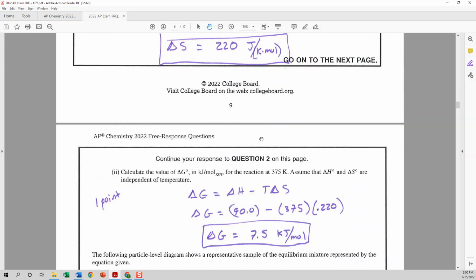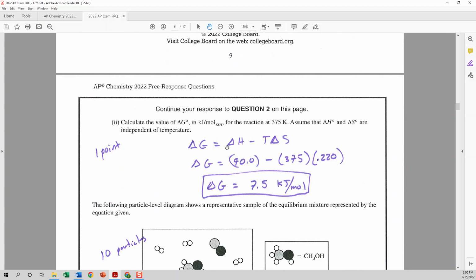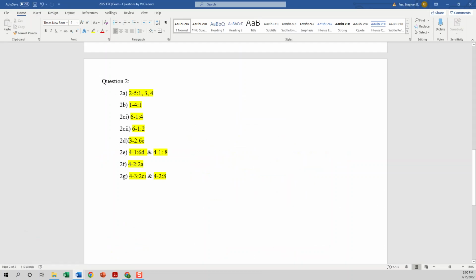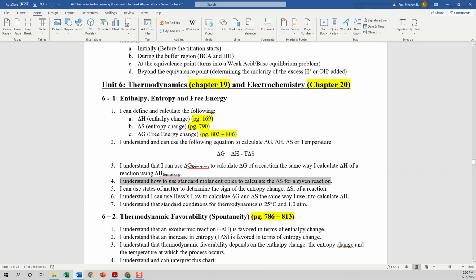So let's scroll down here. There's an equation, and let's go to the visible learning. This equation's on your formula sheet, so it's not something you have to memorize. You just have to know how to use it. So 6.1.2, unit 6, 1, 2, I understand how to use the following equation. There you go. So you have the delta H value, you have the delta S value.